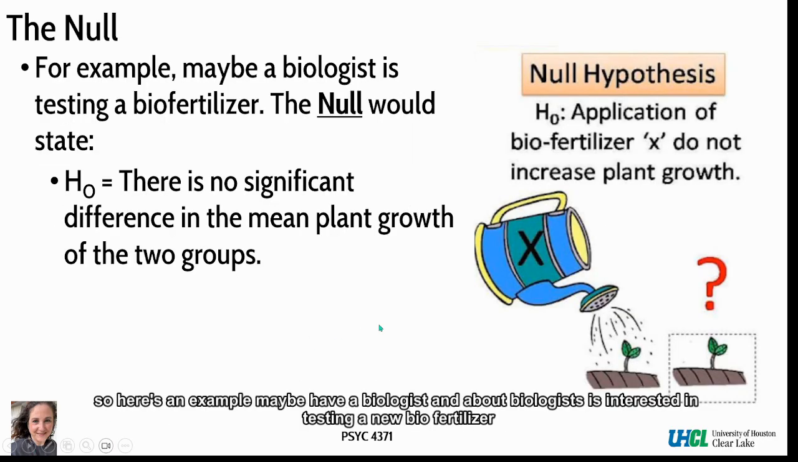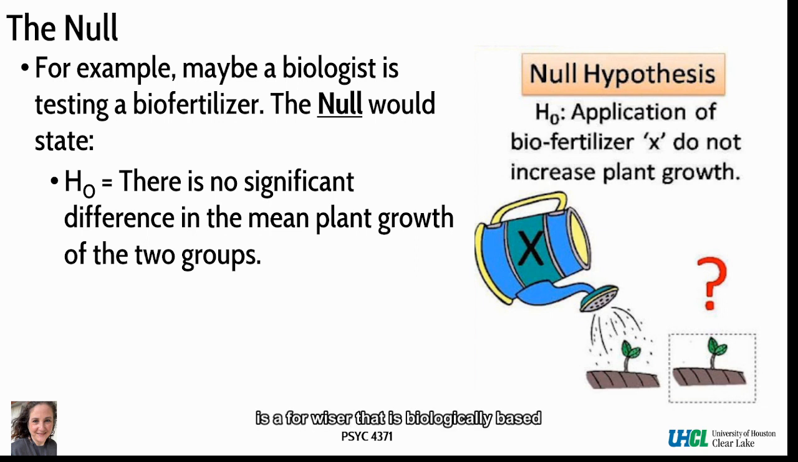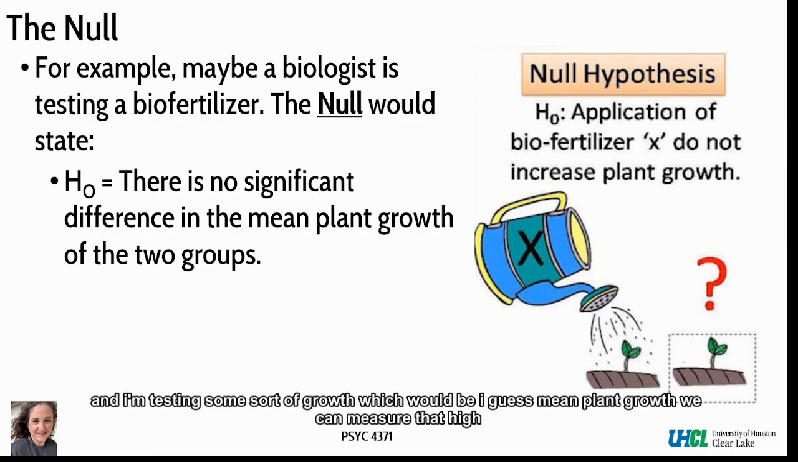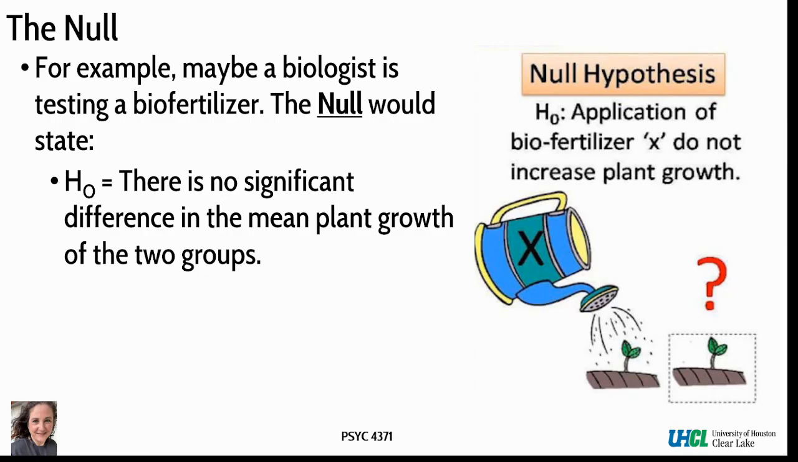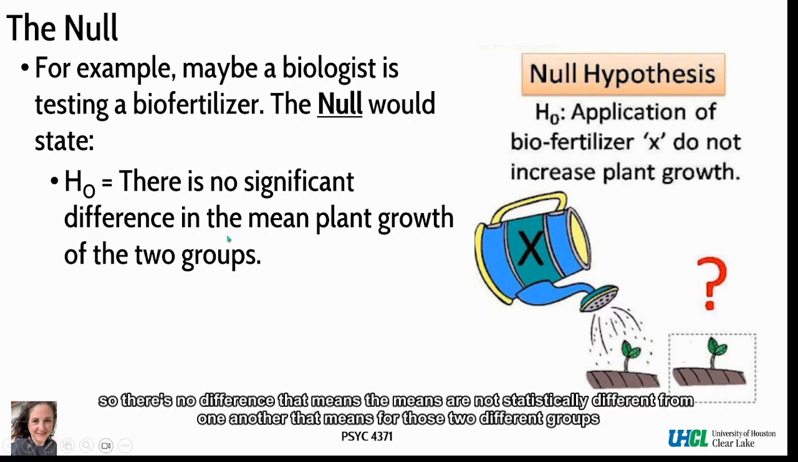So here's an example. Maybe you have a biologist who is interested in testing a new biofertilizer. This is a fertilizer that is biologically based. So the null hypothesis would say there is no significant difference in the mean plant growth of the two groups. So I have one group that's getting the biofertilizer, one group that's getting no fertilizer or the regular fertilizer, and I'm testing some sort of growth, which would be mean plant growth. We can measure that in height. So there's no difference. That means the means for those two different groups are not statistically different from one another.